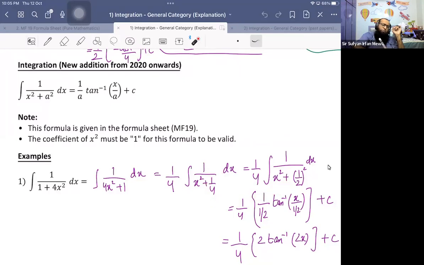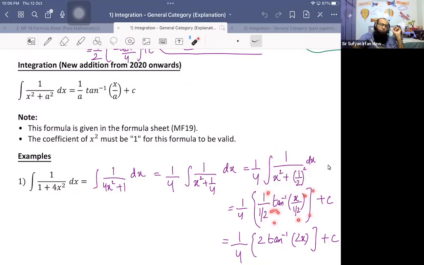Then once we have got 1 upon x square plus a square, the formula is 1 upon a tan inverse x upon a. So what is a? A is half. x square plus a square, and a is half. So as per that, 1 upon a means 1 upon half. 1 upon 4 was outside, it will remain outside. We just look at this: x square plus half whole square is 1 upon a tan inverse x upon a. So 1 upon half tan inverse x upon half.